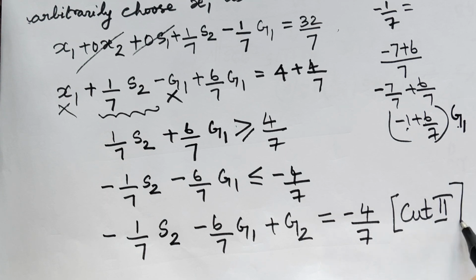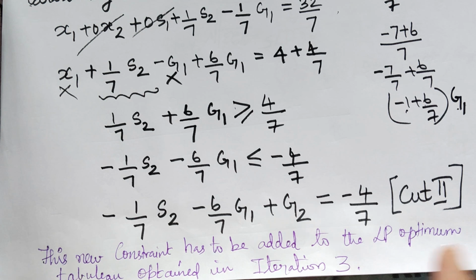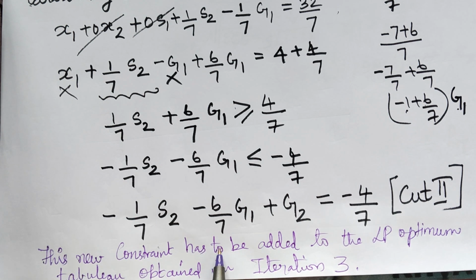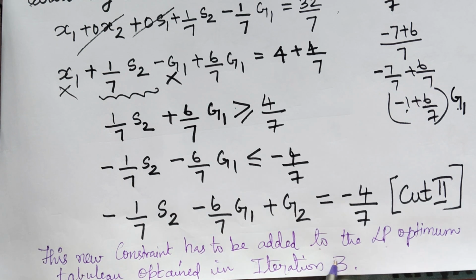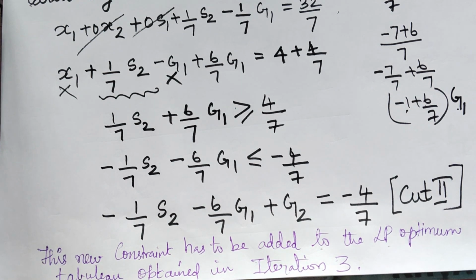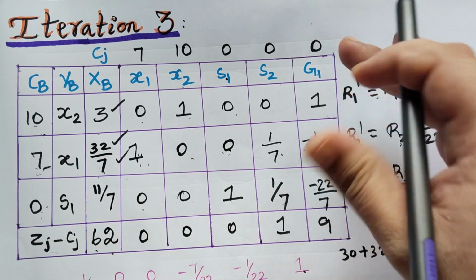Now next, this new constraint that we have found has to be added to the LP optimum table obtained in iteration 3. We know that in iteration 3 we have obtained this table. So to this table we have to add the new constraint g2.